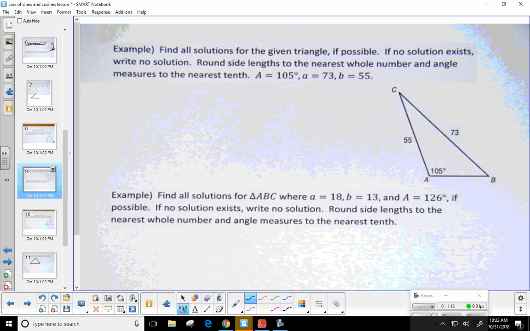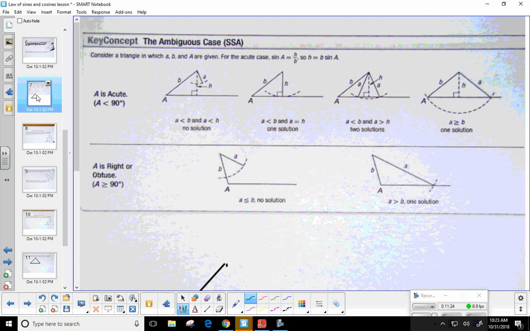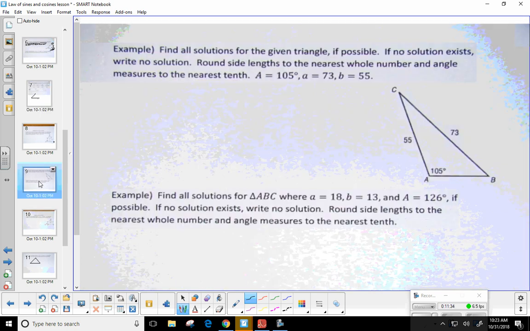What kind of angle do we have for A, though? Okay, it's obtuse. So if it's obtuse, you don't need to worry about the height. That's one less thing. If it's obtuse, there's only two possibilities: either you're going to have a triangle or you're not, and it depends on A and B. How does A compare to B? A is greater than B, right?